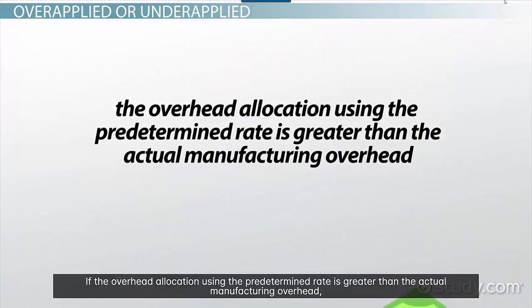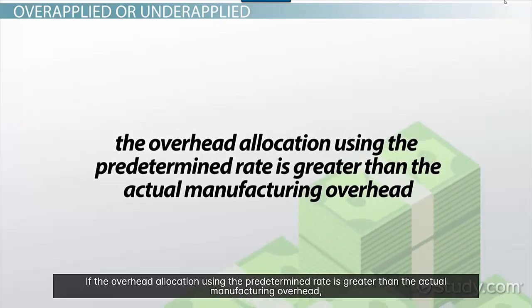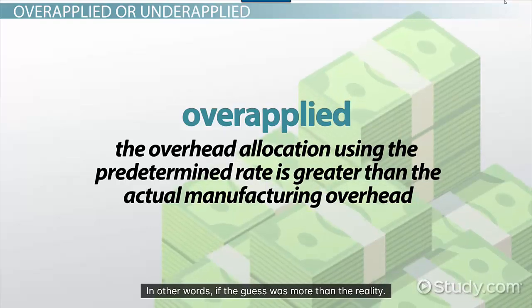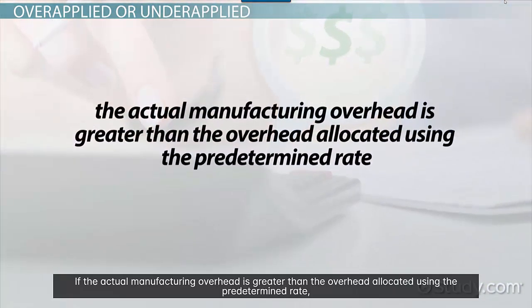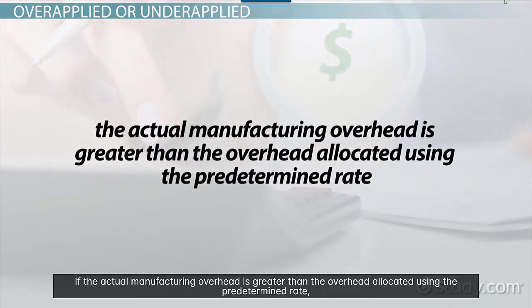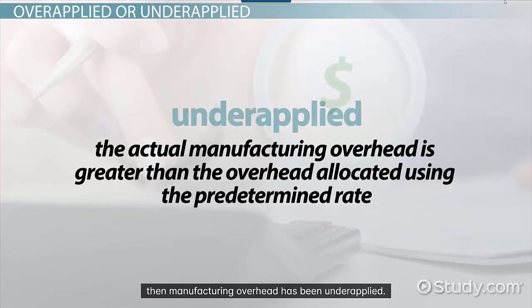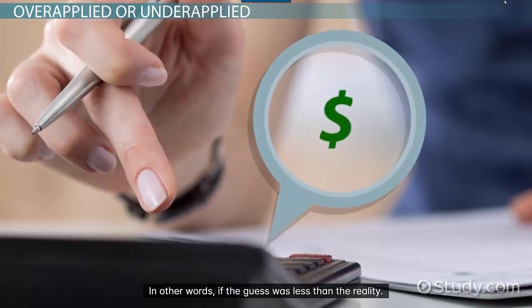If the overhead allocation using the predetermined rate is greater than the actual manufacturing overhead, then overhead has been over-applied. In other words, if the guess was more than the reality. If the actual manufacturing overhead is greater than the overhead allocated using the predetermined rate, the manufacturing overhead has been under-applied. In other words, if the guess was less than the reality.